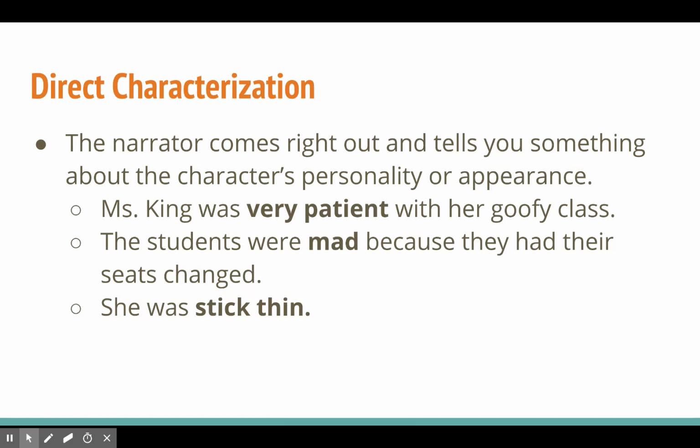With direct characterization, it is what it kind of sounds like. It's very direct about it. The narrator is just going to come right out and tell you something about the character's personality or appearance, basically slapping you in the face with this. So, for example, Miss King was very patient with her goofy class. The information that the author wants you to know is that Miss King is very patient, and you don't have to guess to figure that out because the narrator just tells you that.